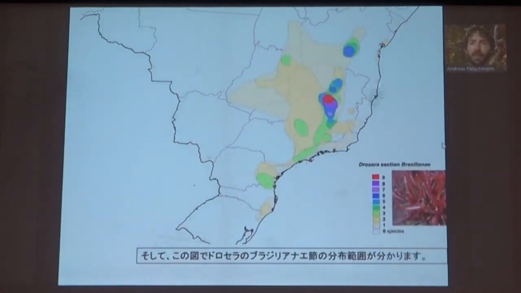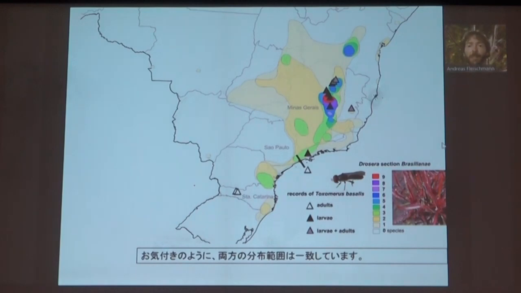Here you can see, in the same map, the distribution of Drosera section Brasiliana, so these are the large Brazilian sundew species, and the more red, the more species. It's not surprising that we found them in Minas Gerais, because that's the center of diversity of Drosera in Brazil. You can see the distribution ranges of this fly and the Drosera perfectly match. So everywhere where there are a lot of Drosera species, you also find this fly.